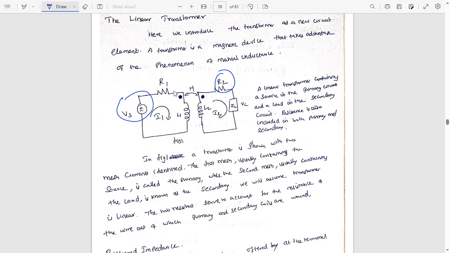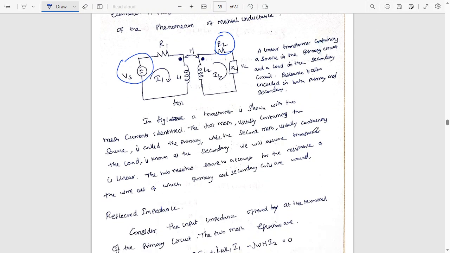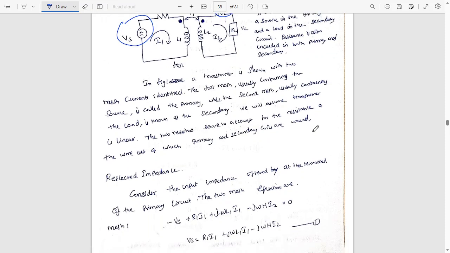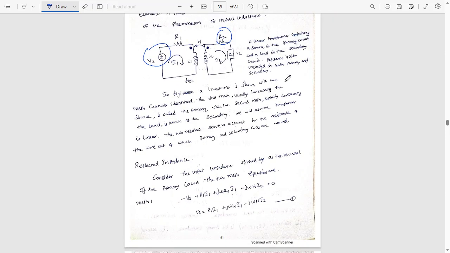Here, if I have a circuit like this, there is a possibility of reflected impedance. Some part of the impedance will be reflected from the secondary side to the primary side. That is what we are going to calculate now. Just consider the circuit which is available. For the linear circuit, we are going to apply KVL for both the meshes. First I am going to apply KVL for mesh 1.